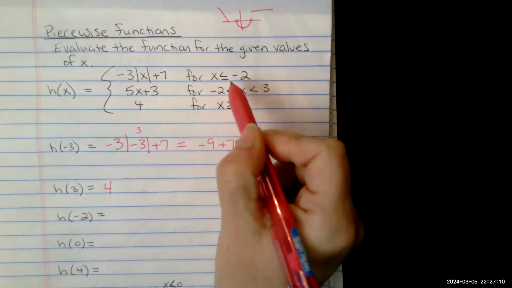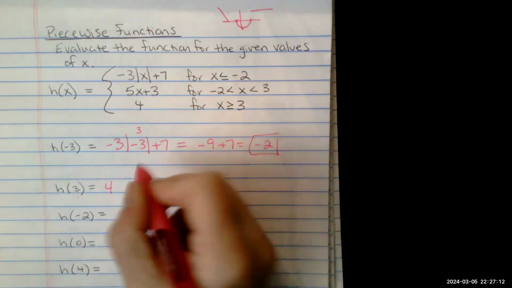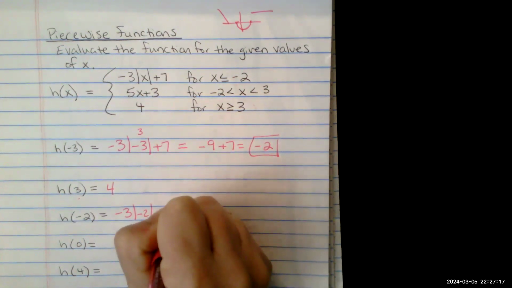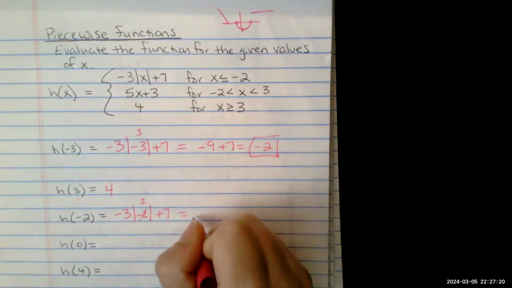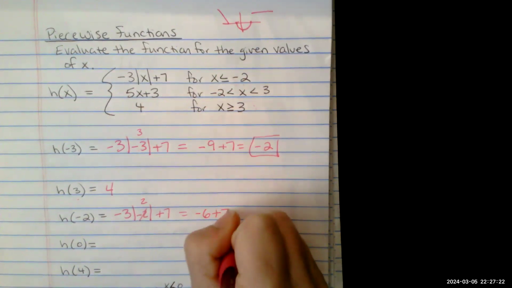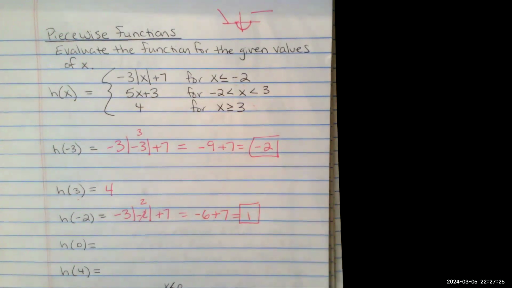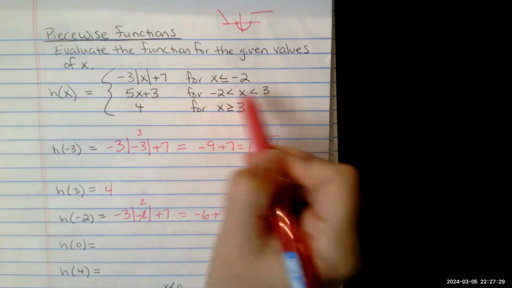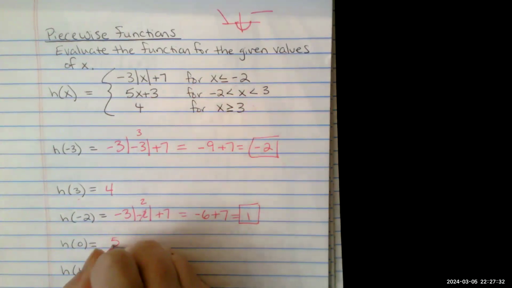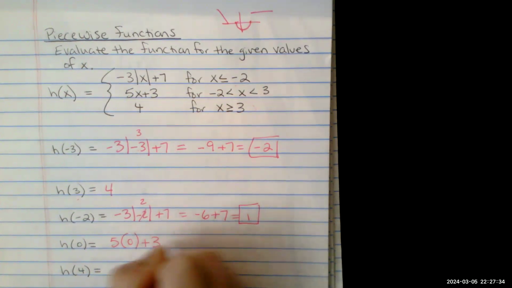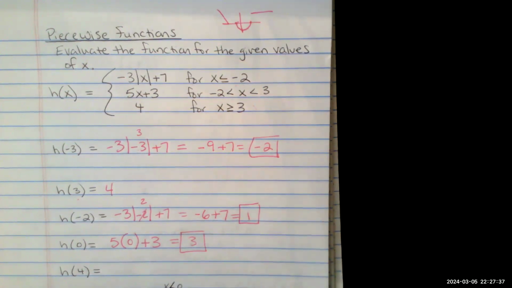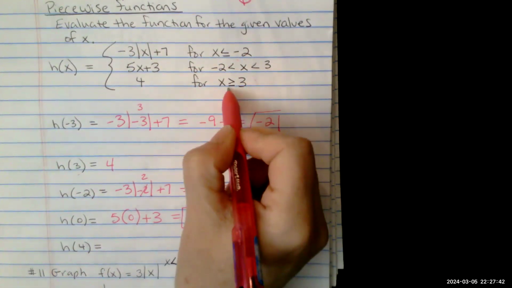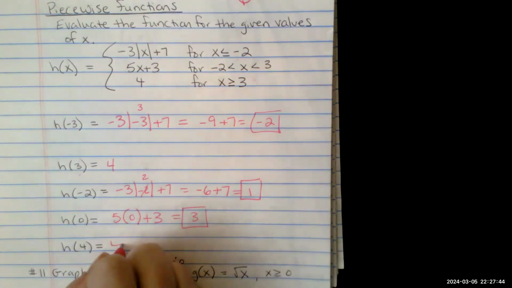-2 is also in this top group. So I would do -3 times the absolute value of -2 plus 7. Since this becomes positive, it would be -6 plus 7, which is 1. 0 is finally in this middle section, right? 0 is between -2 and 3. So I plug it into the 5x, so 5 times 0 plus 3. And finally, h of 4, I would plug in again into the last one, but again, nowhere to plug it in, so it just stays 4.